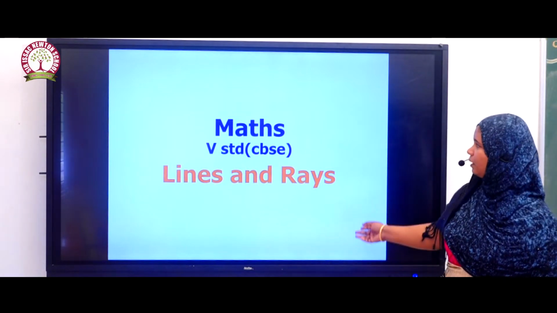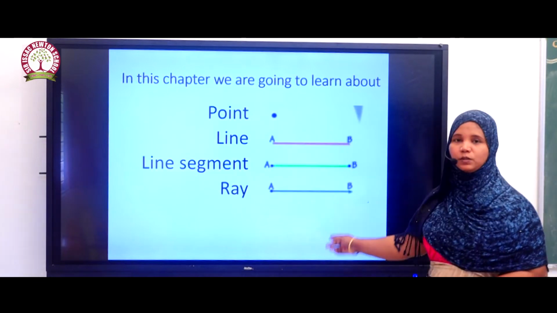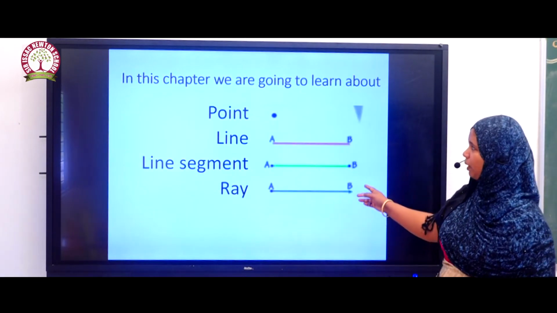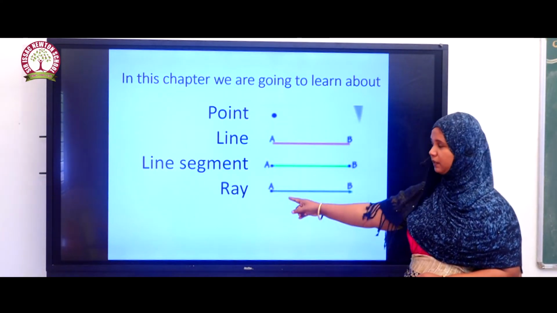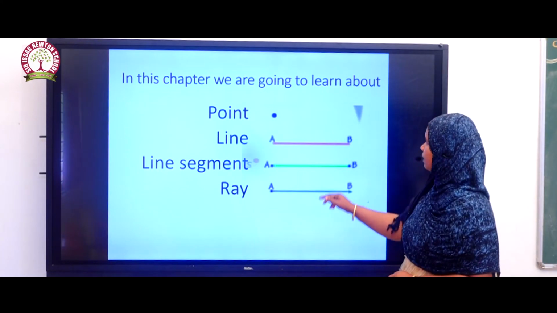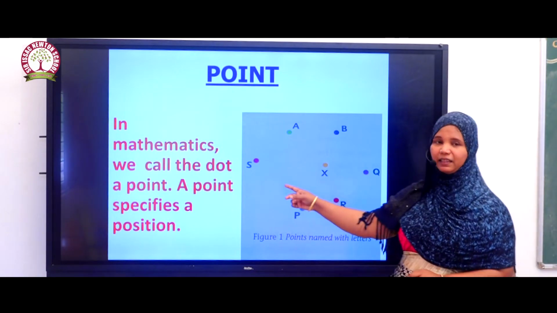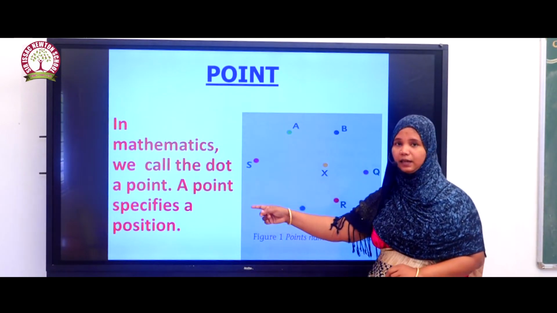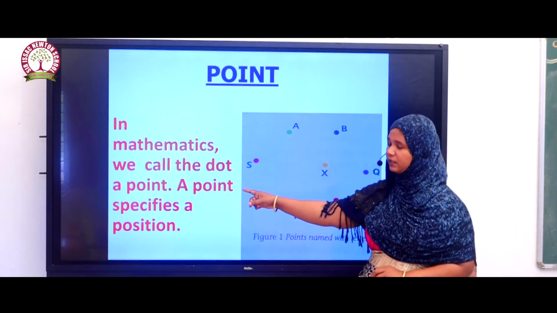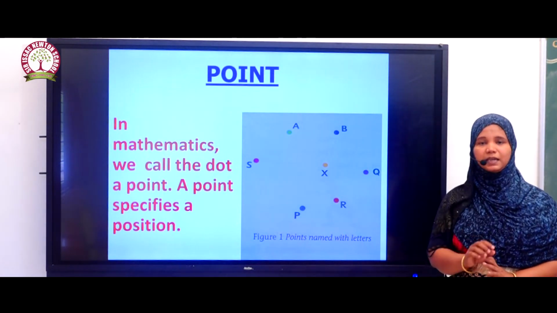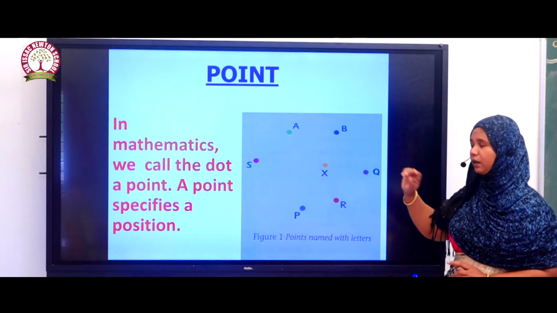Let me begin. Our first chapter is lines and rays. In this chapter, we are going to learn about what is a point, what is a line, what is a line segment and a ray. Let me explain what a point is first. In mathematics, we call the dot a point, which specifies the position. It has no size, that is, it has no width, no length or no height.